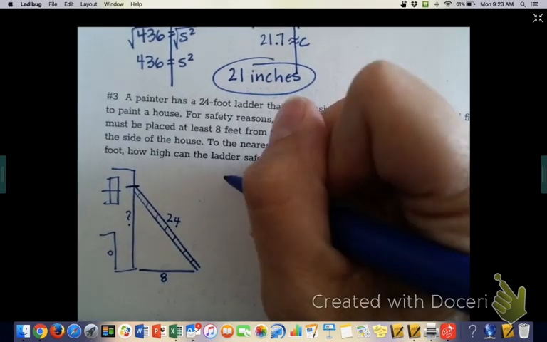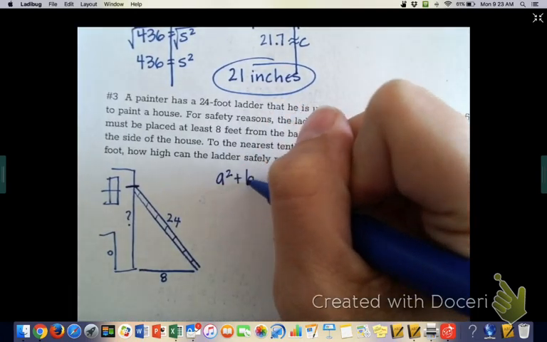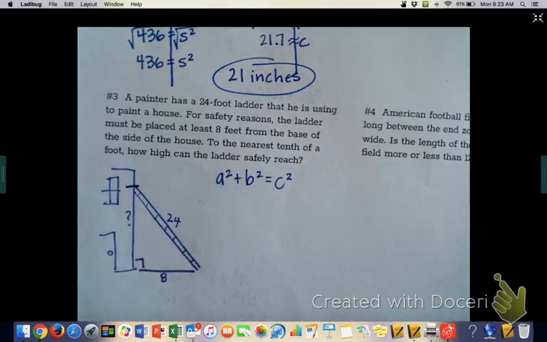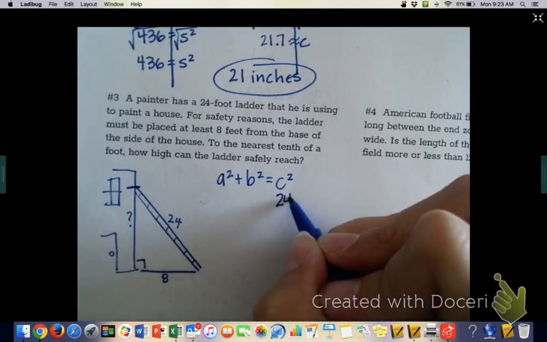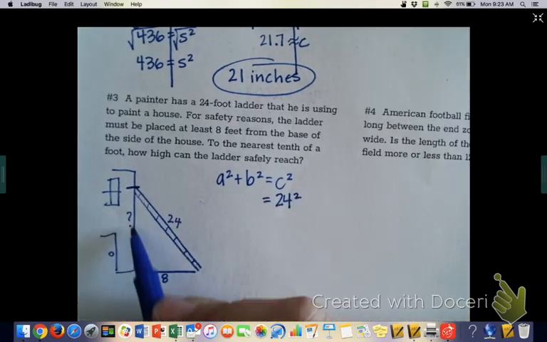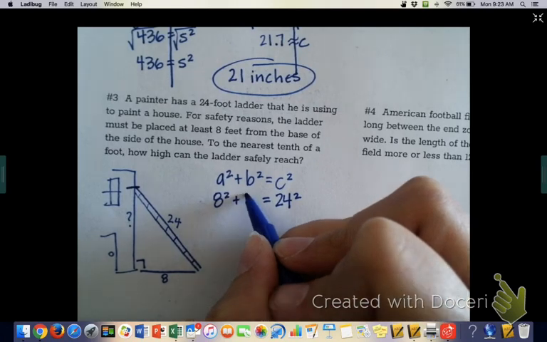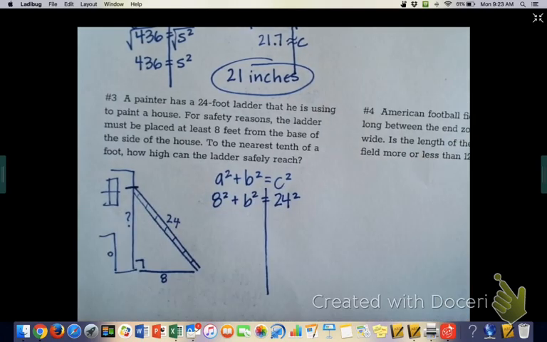So again, a squared plus b squared equals c squared. You know that this is forming a right angle. So this 24 foot is the hypotenuse. The ladder is the longest part. So that's going to be my c. The two legs are, we don't know, and 8. So I'll just put 8 here and leave b squared, we don't know. And we're going to solve the equation.